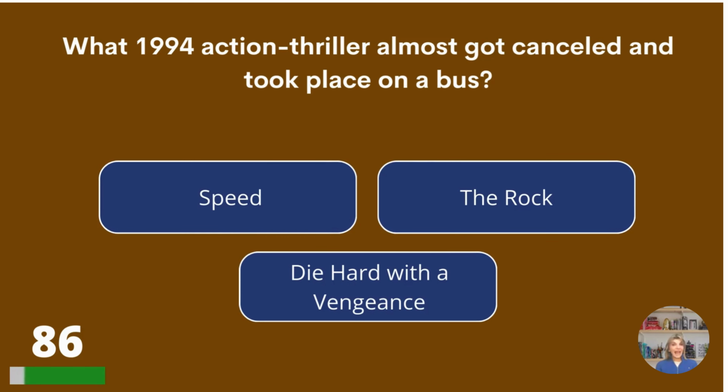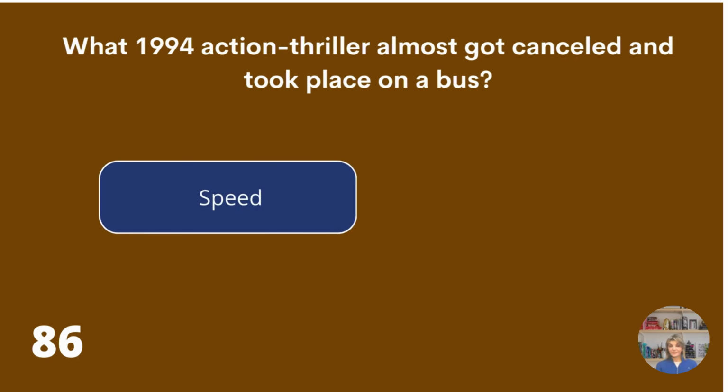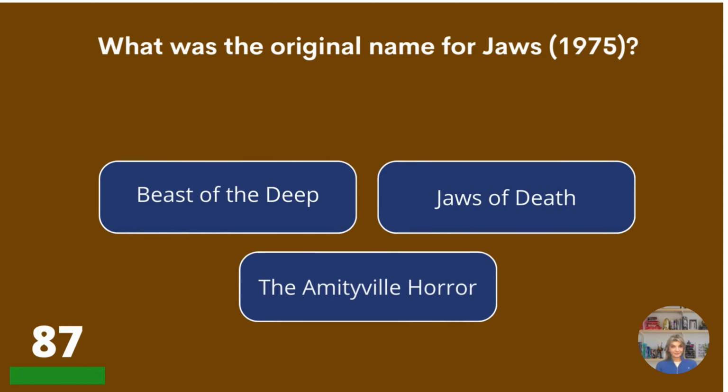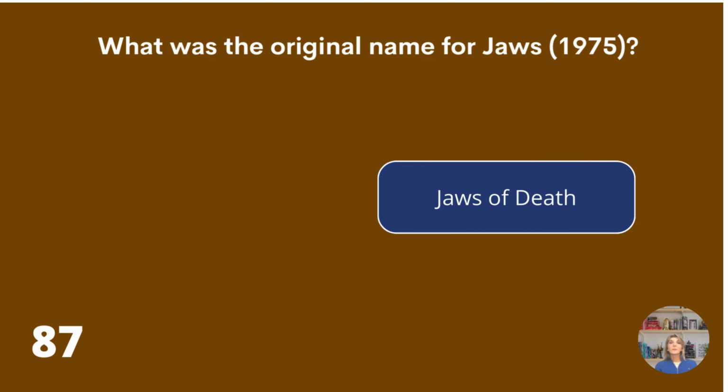What 1994 action thriller almost got canceled and took place on a bus? Speed, The Rock, or Die Hard with a Vengeance? Speed. What was the original name for Jaws? Beast of the Deep, Jaws of Death, or the Amityville Horror? Jaws of Death.